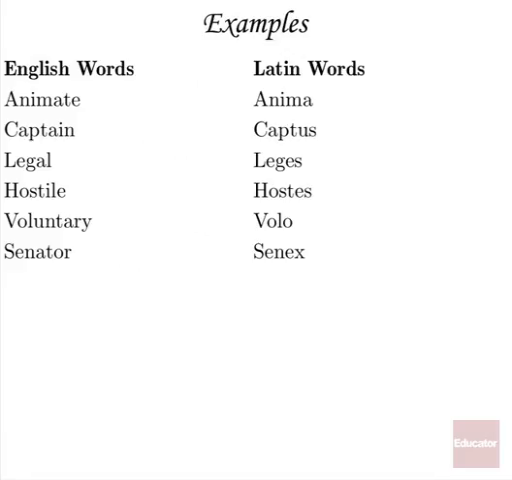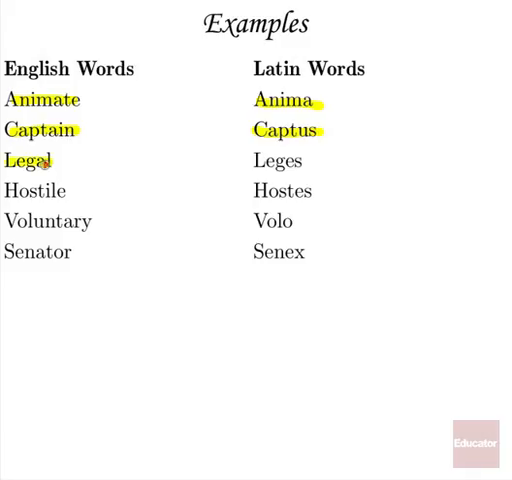Here are some examples of English words that come from Latin words. Animate comes from the Latin word anima. Anima means soul. It's a thing that's in the body that makes it move. So animate, it's something that's moving, and it has anima. Captain, the head of the ship, is from the Latin word captus, which just means the head. So, captain is the head of the ship, comes from the word captus.